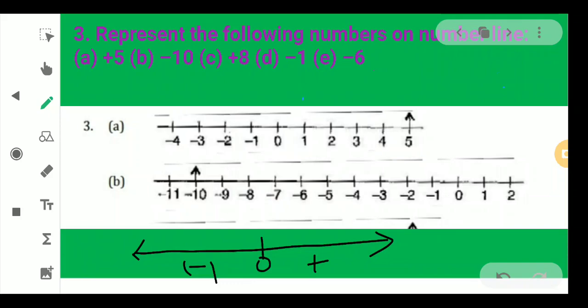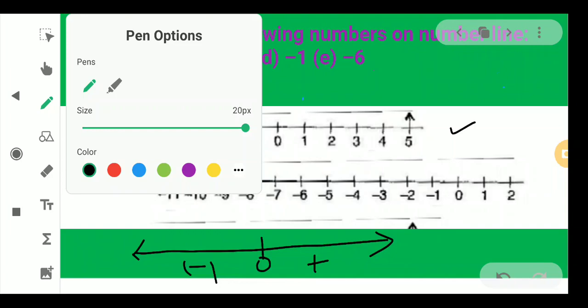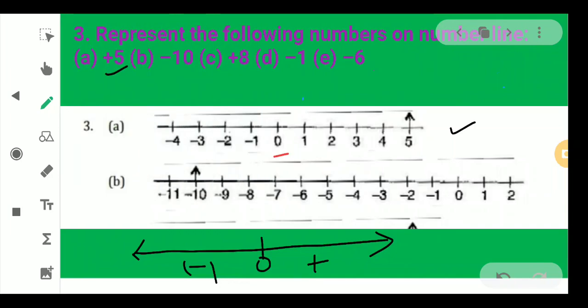Now let me see, the first one is +5. So +5, it will be right on the 0. So you can see here on the number line we have marked 0 here. So this is in the center. On the right side we are showing the positive numbers. On the left side we are showing the negative numbers.